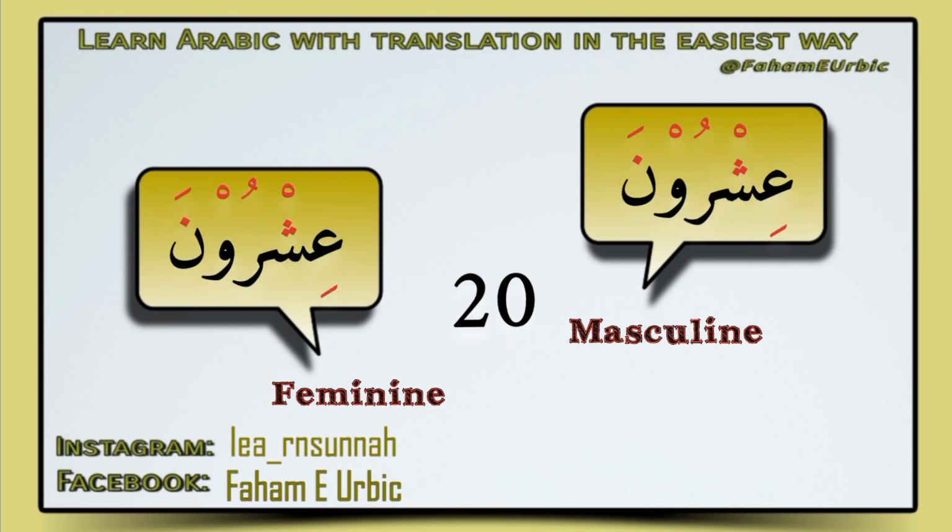The last number is 20. The number 20 will be the same whether it is in masculine form or in feminine form. In Arabic, the number 20 is عشرون. This video ends here.